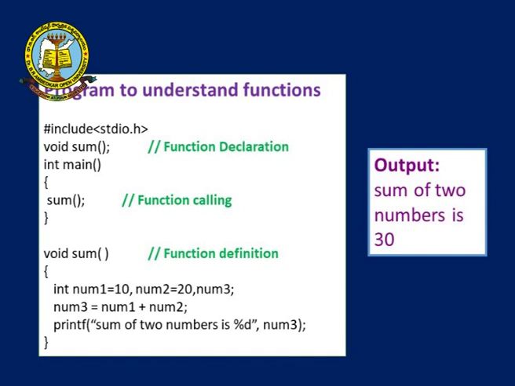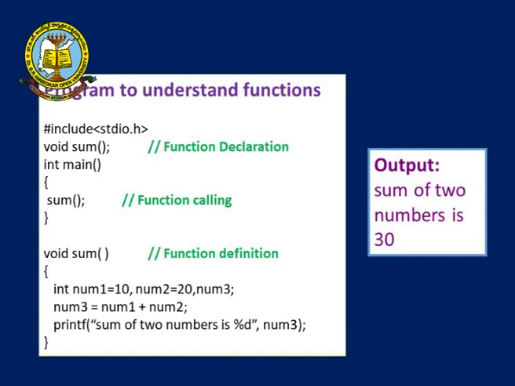Now, how will the execution be? Observe this in the main function. This is the function calling statement. When the compiler finds the function calling statement, it redirects to the function definition part. If you write any function definition in your program, the compiler is going to redirect to that place. So, from this statement to this function definition, the control is going to redirect, and the execution starts in the function definition part.